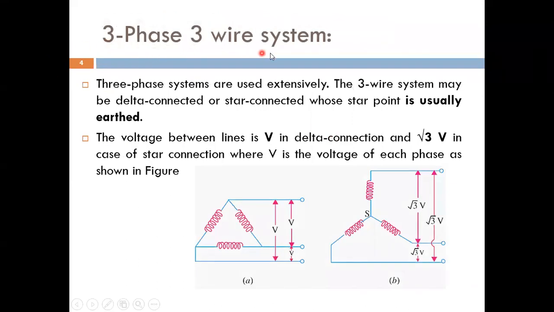Now, three phase three wire system. The three phase systems are used extensively. The three wire system may be delta connected or star connected, where the star point is usually earthed. If we use the star connected system, the neutral point will be earthed. The voltage between the lines is V in a delta connection and root 3 V in case of a star connection, where V is the voltage of each phase, as shown in the figure. You can see this in the diagram.